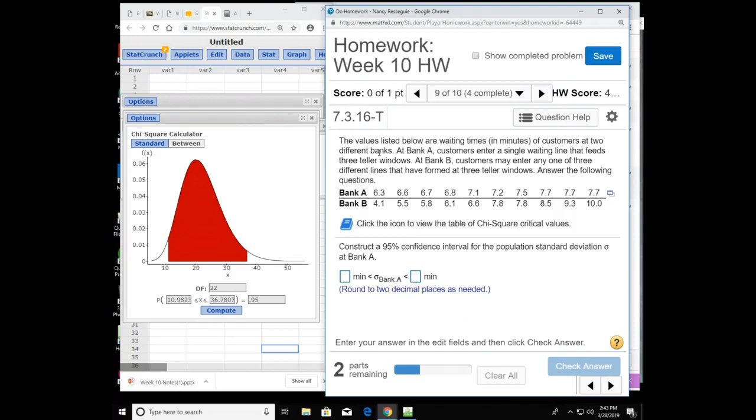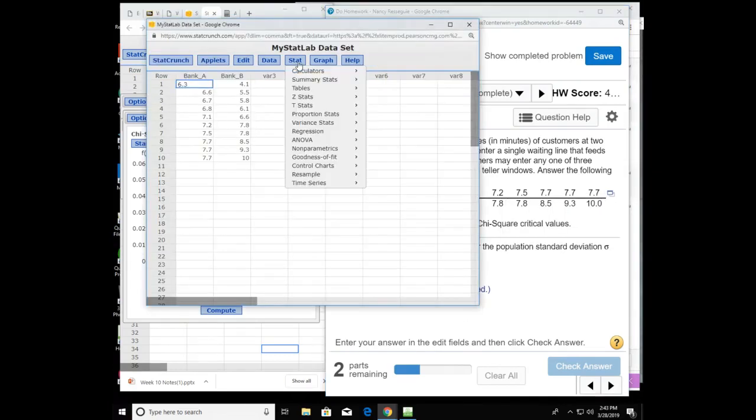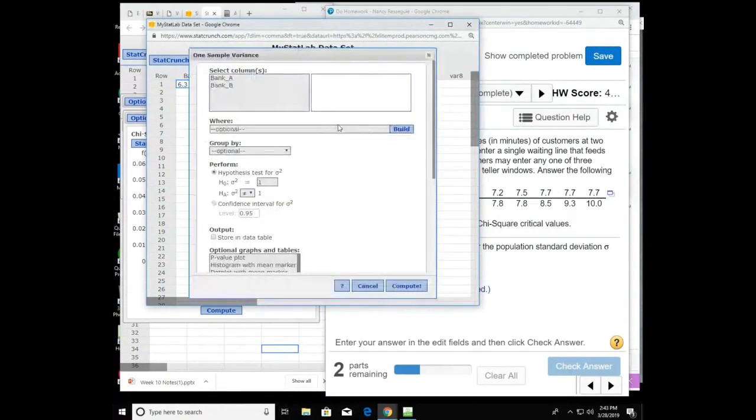And the first one is for bank A. And this one gives you the data, so you can open it in StatCrunch. You want to do Stat, Variance Stats, and then One Sample. And this time you've got the data, so you're doing it with data. If they give you just the sample size and the standard deviation, then it's with summary. But if they give you the list of numbers, then it's with data. So first they're asking for the one for bank A.